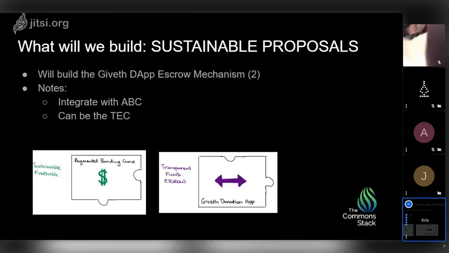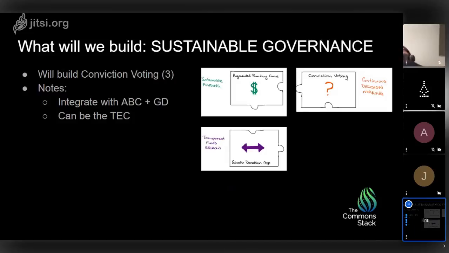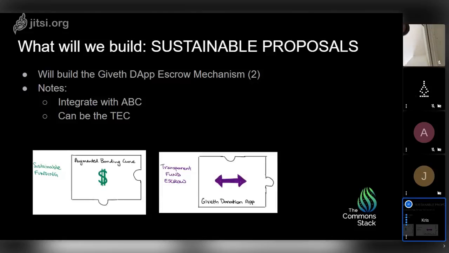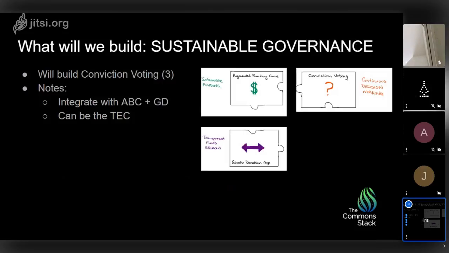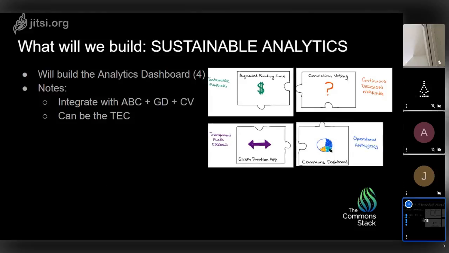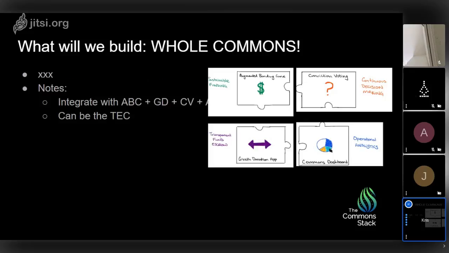Then the second thing, and as of here we go a little bit faster, we say, okay, give it that escrow mechanism, it will integrate with the previous elements. Then we have conviction voting, integrate with the previous elements. I've put everywhere a note like, by the way, this can be the token engineering commons, but we can also launch other commons at that moment. Just so they grasp that we could continue, that there are multiple options. You can even say, yeah, you can make multiple commons if you want to. Then, okay, fourth element, we will have an analytics dashboard. And what we then will build in the end is a whole commons.